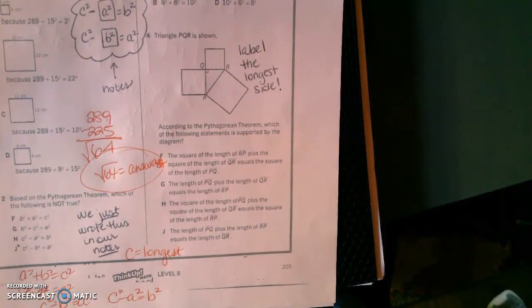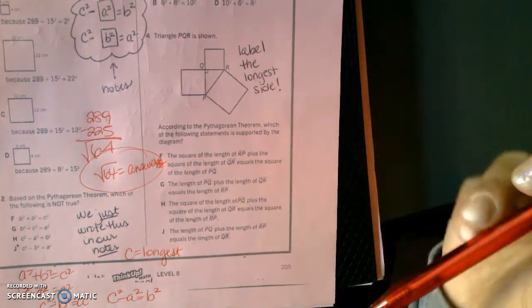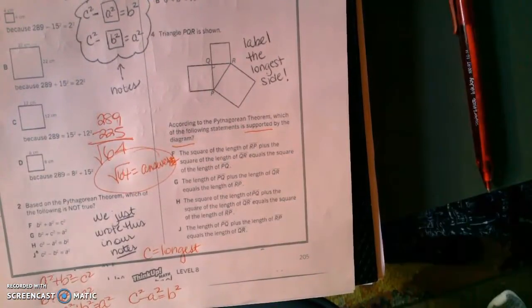All right, it says triangle PQR is shown, and we want to determine these statements or determine the true statement, so one that is supported by the diagram.